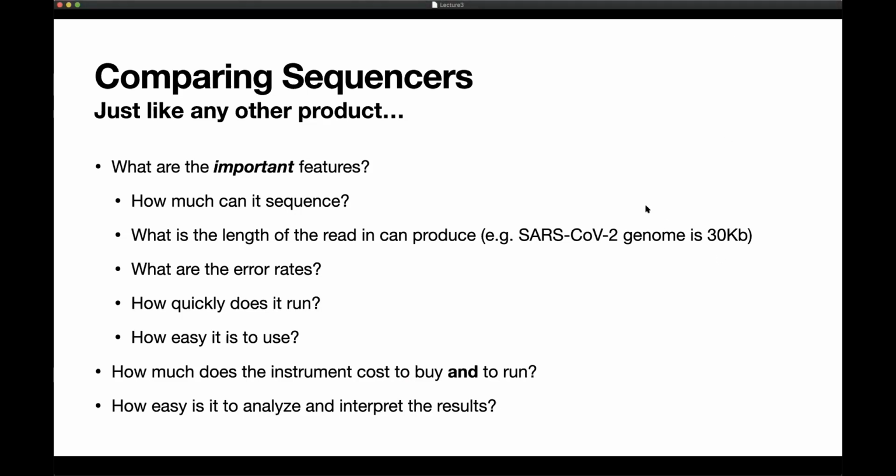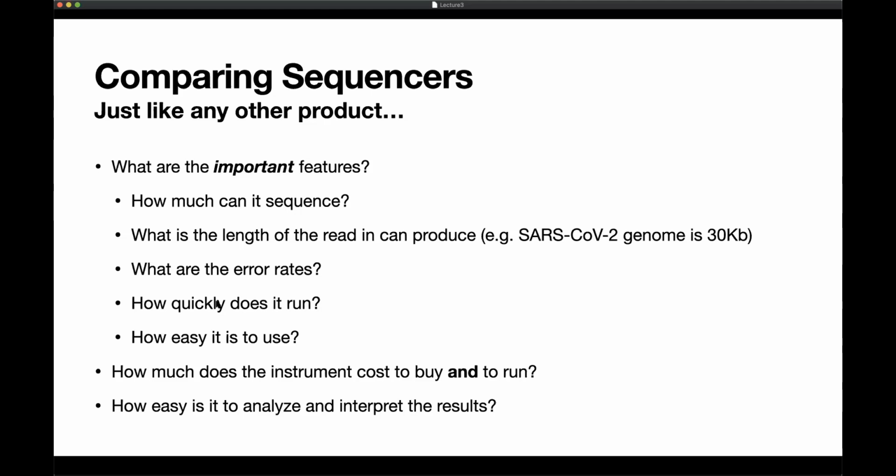All things being equal, perhaps the one that can generate the most data is the better one. What is the length of the read it can produce? For example, is it possible to use a particular sequencer to generate the entire SARS-CoV-2 genome? In principle. What are the error rates? I mean, you can generate a lot of data, but it can be garbage data, in which case it's useless.